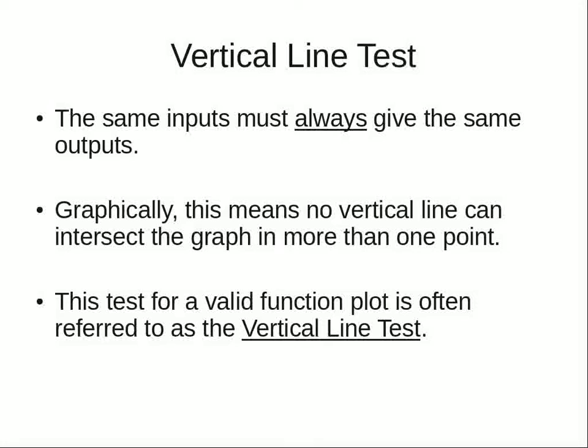Okay, this test for a valid function is often called the vertical line test. Okay, in other words, every x value has to give the same y value, only one y value. All right, so you can't have an x value that has multiple y values. All right, that's another way of saying it. So make sure you understand that.